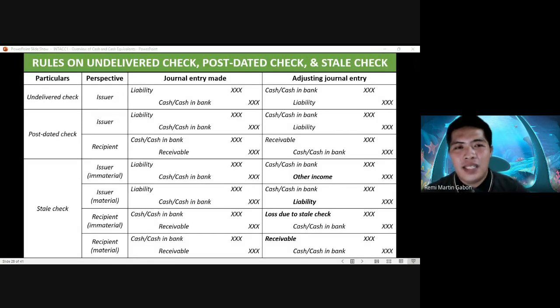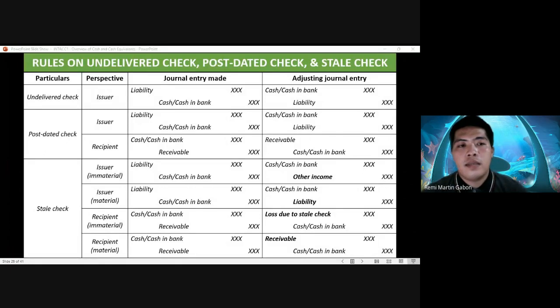Lalo na si post-dated check. So, I hope nahabol ako doon. So, our goal is to adjust our record. To nullify the effect of collection because there is no actual cash inflow, we debit receivable and credit cash or cash in bank. So, simply reverse lang the journal entry made. Okay?